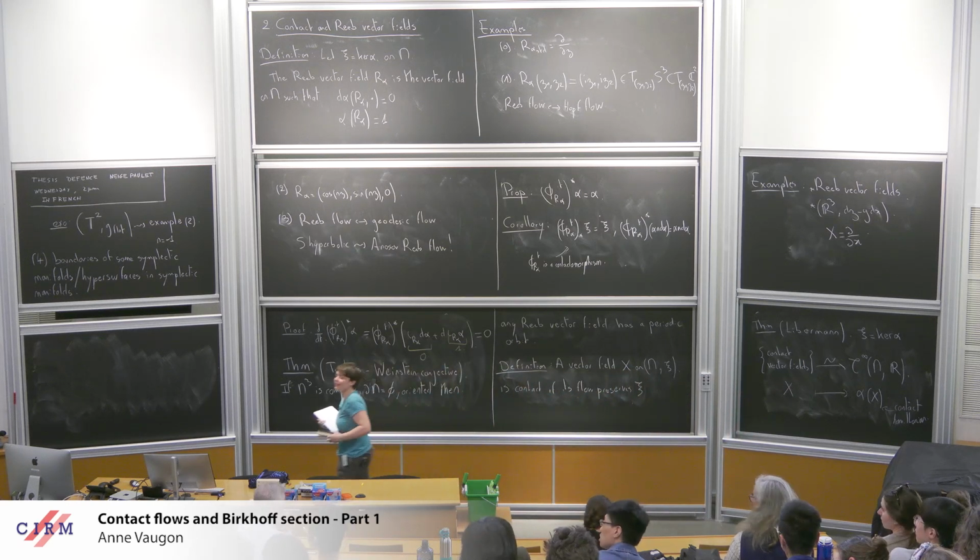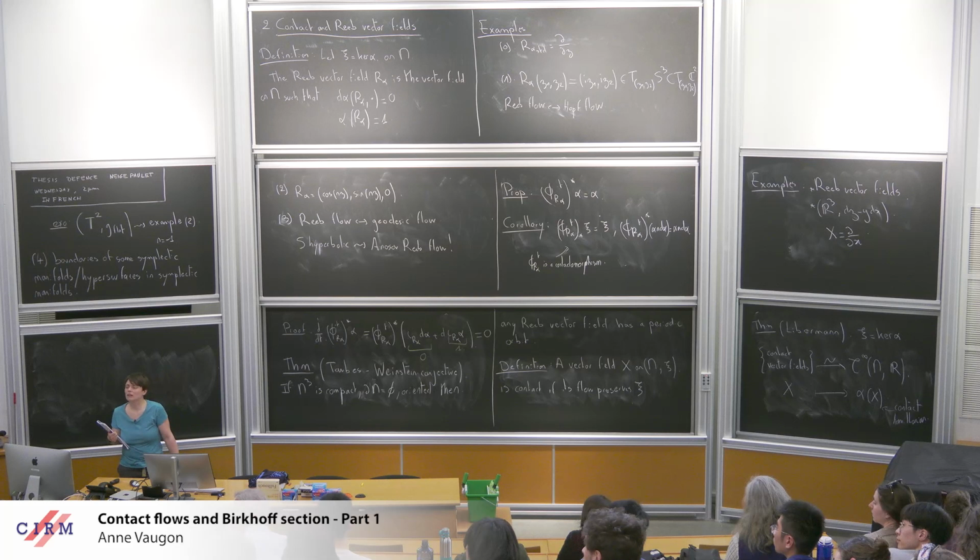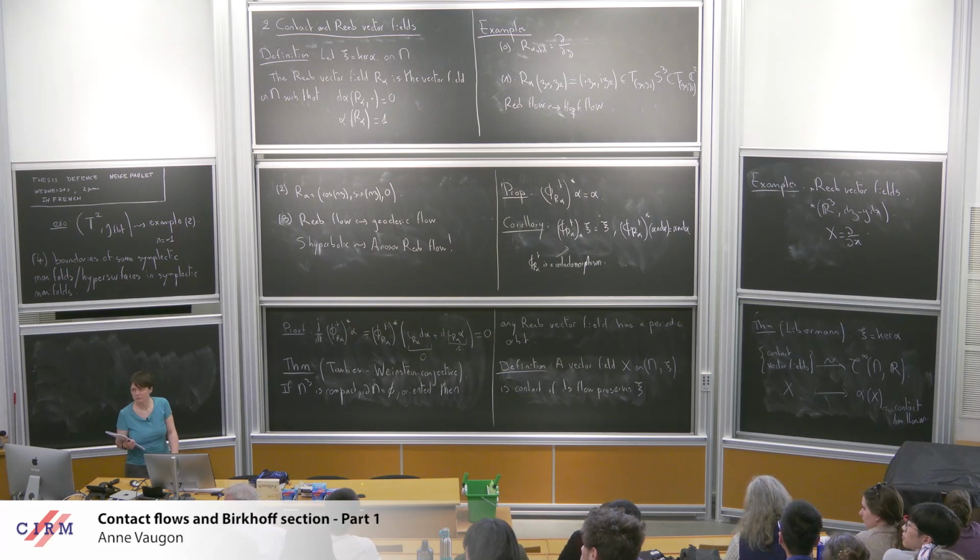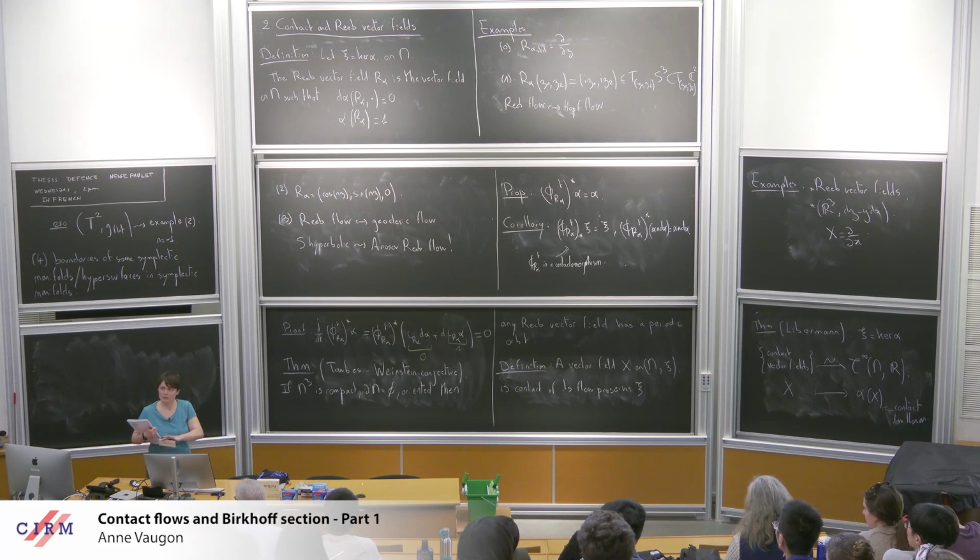Sorry, I'm not sure. Maybe you already answered. How can we see on the right if the contact vector field is Reeb? If your contact Hamiltonian never vanishes. It's not obvious.